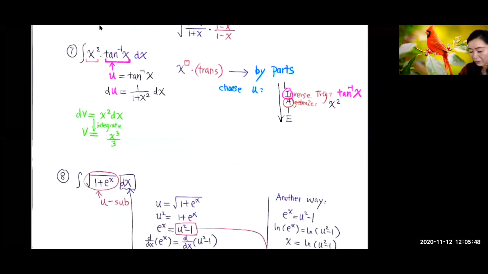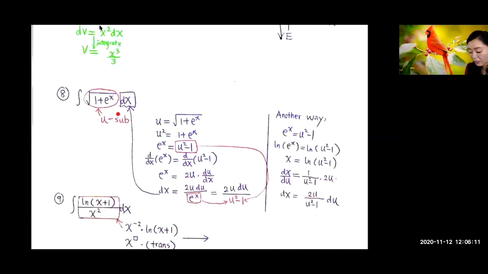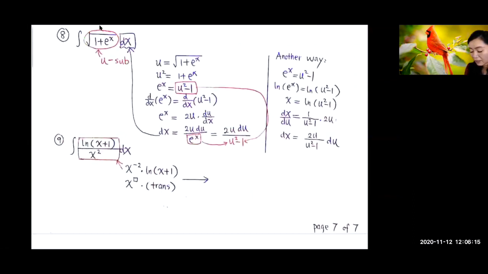So that was the first method of attack right here. Now, if you have done this, then this integral is going to become, okay, so that's the first method: by part first. Now, this one here, you use u-sub. Okay, how about number 9?